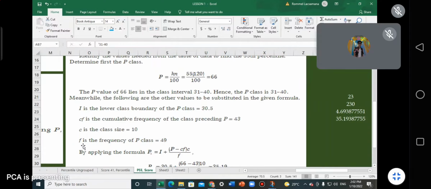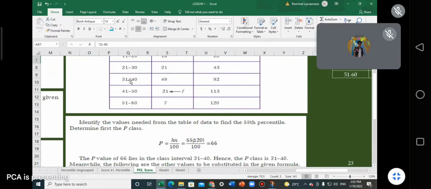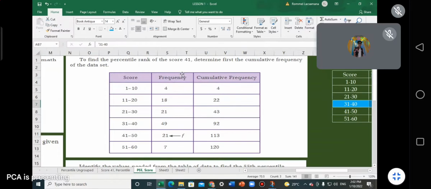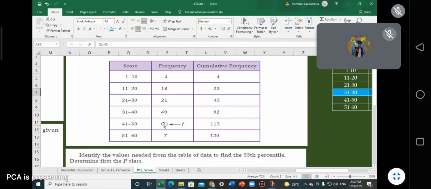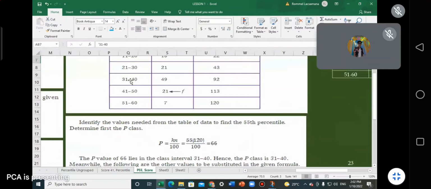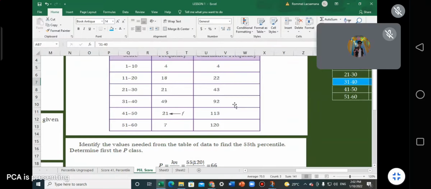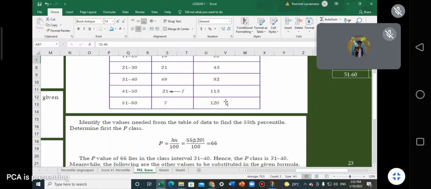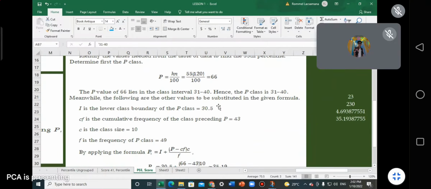And then what about F? This one is highlighted. It's not CF, but frequency. We refer to the frequency column, so we need 49 there. Basically, we need everything here in the P class: the lower boundary, the frequency itself, and this one, the CF.